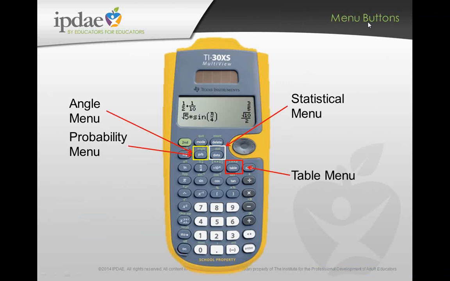Okay, so there's other buttons that are menu buttons. Menu buttons are when you press them, you have several choices to select from. So these are your angle and your probability menus, your statistical menu. We're probably going to cover these in our next calculator tips and tricks webinar, because there's a lot of things you can do with the data button, and then also your table menu.